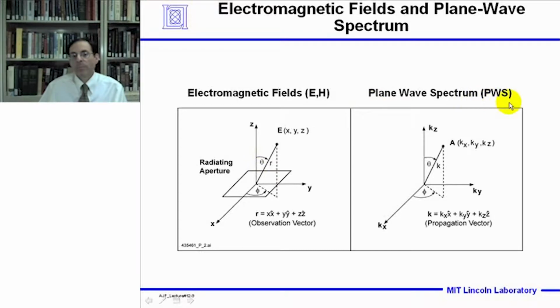Now to describe the plane wave spectrum, consider the propagation vector components kx, ky, and kz. k is the propagation vector, and that's equal to kx x hat plus ky y hat plus kz z hat, where the hat refers to a unit vector. The plane wave spectrum is a vector as a function of kx, ky, and kz. We want to show how to obtain the plane wave spectrum from the electric field. And once we obtain the plane wave spectrum from the near fields, we're able to get the far fields, as we'll show.